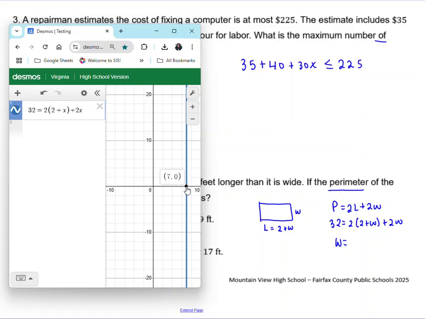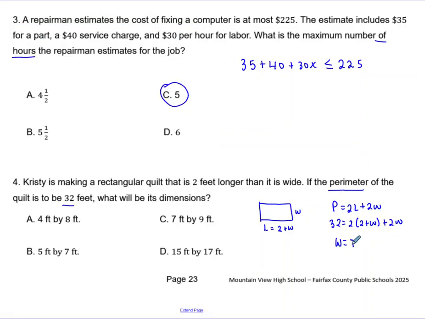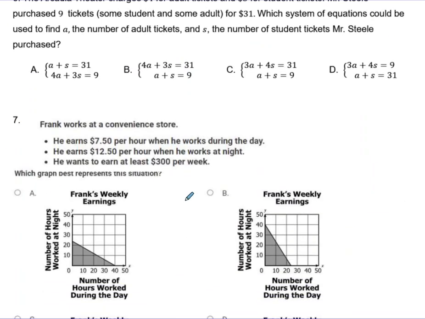So 7. That means that if my width is 7, my dimension here is 7. And then notice that the length is 2 feet longer than the width, so it's going to have to be 2 feet longer than 7, so that would have to be 9. So it's going to be 7 by 9. Okay, next one.